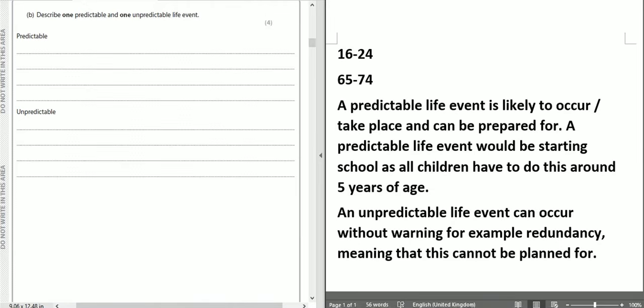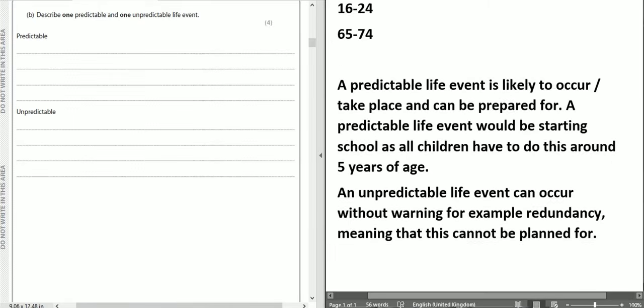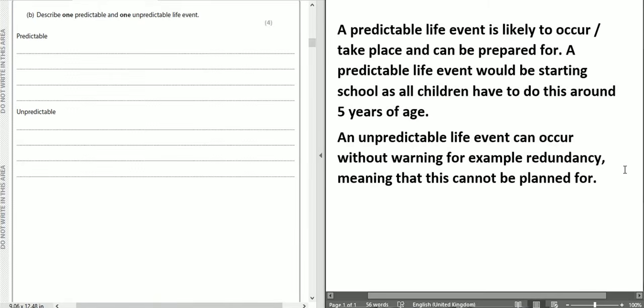So a predictable event is something that you know is going to happen and you can prepare for it, or it's likely to happen in someone's lifetime. An unpredictable life event is something that occurs without warning, without preparation, or with very little warning or preparation.